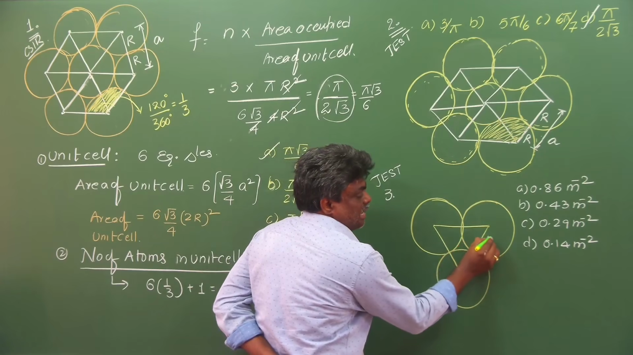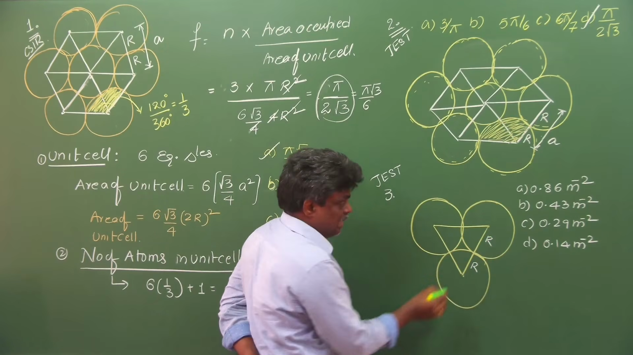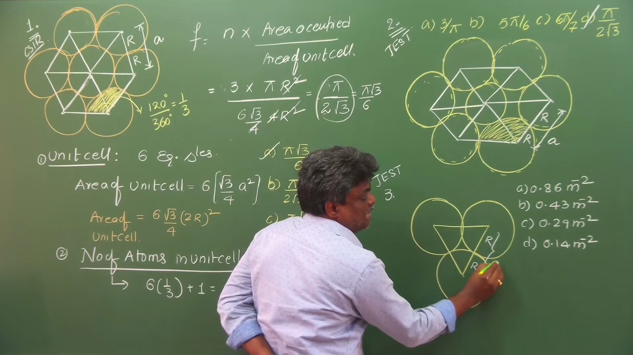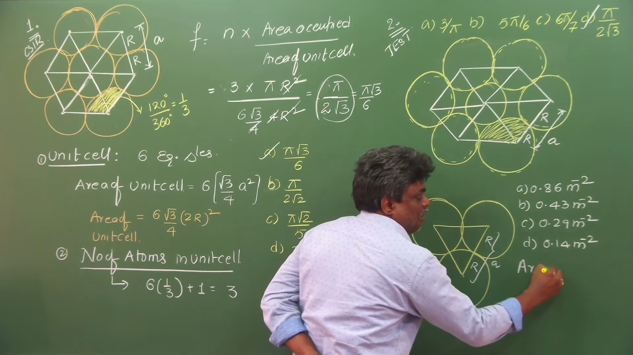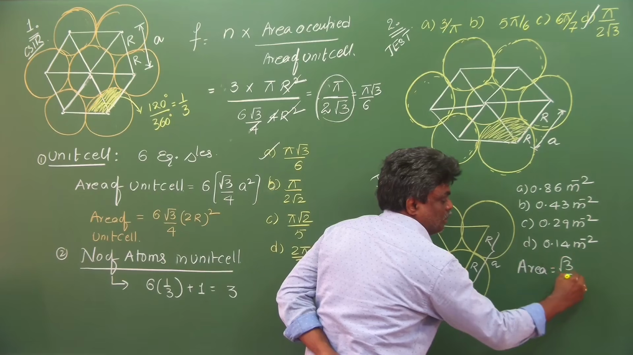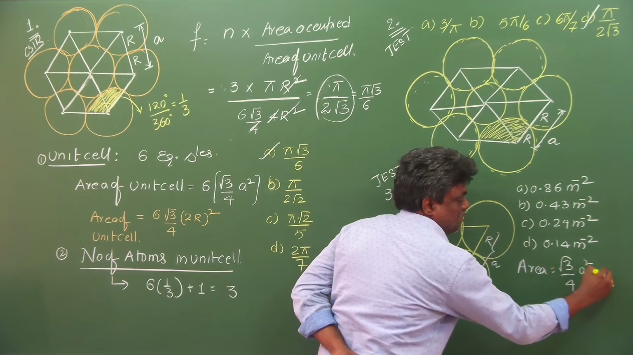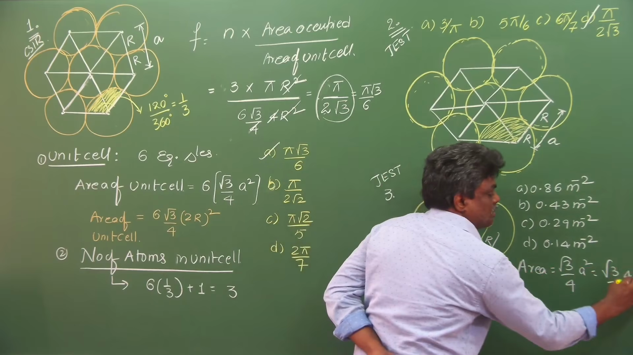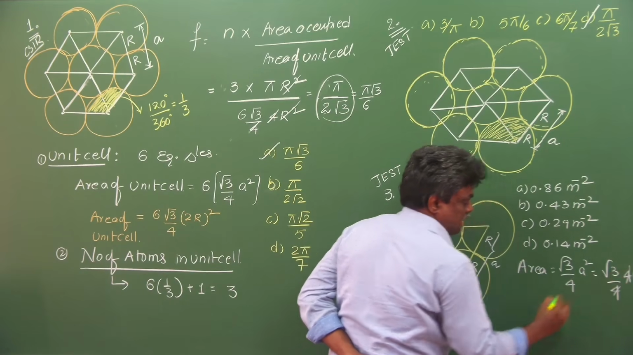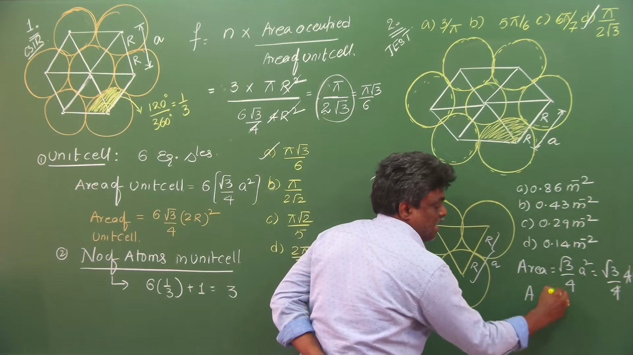So this is the radius and this is also the radius, and this is the side of the equilateral triangle. First I have to get the area. Area of the equilateral triangle is root 3 by 4 a square. A is 2r, so a square is 4r square, so the 4 gets cancelled. That's why the area is root 3 r square.